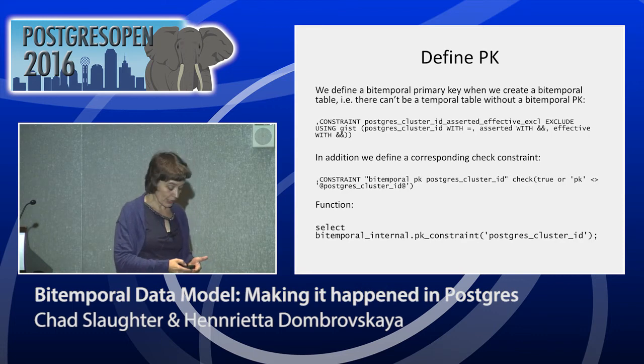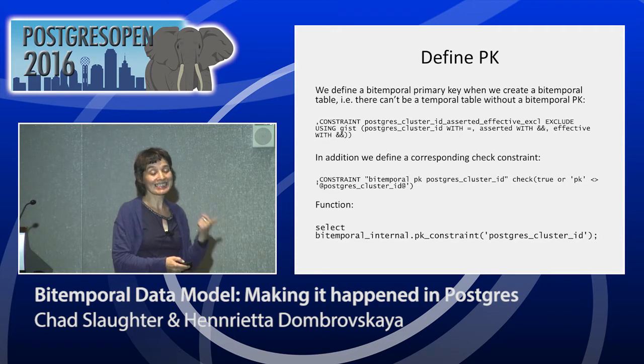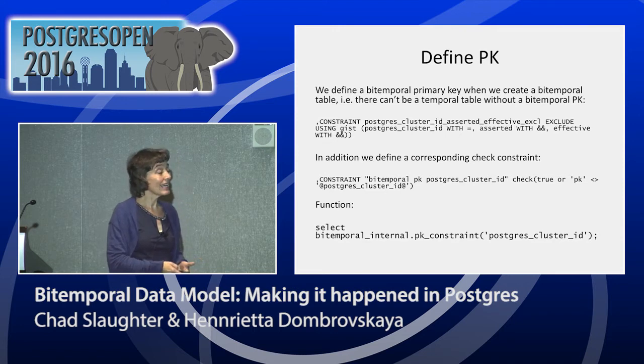For primary key, we have this constraint using gist, and that is the essential part. We make sure that it is a primary key, and we also add the corresponding check constraints so that it will be visible when we describe the table. And the function to do this is pk constraint, and we can use it to define it.